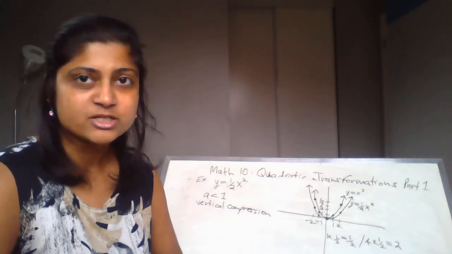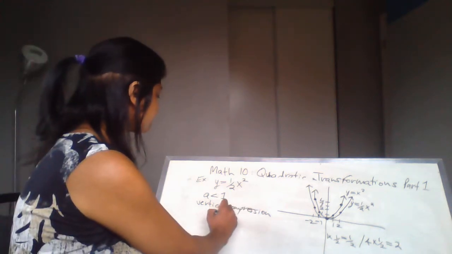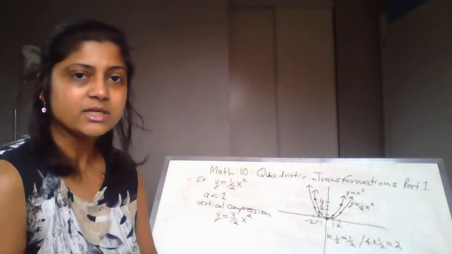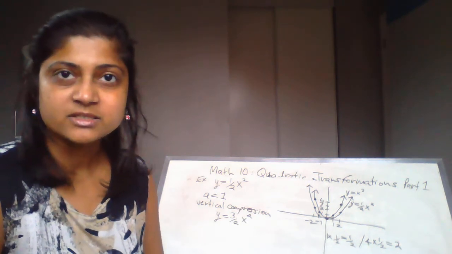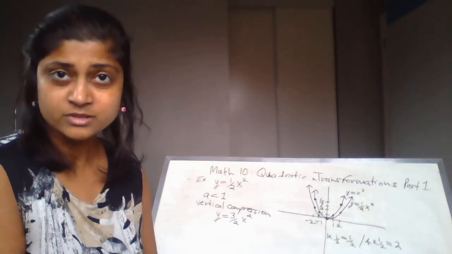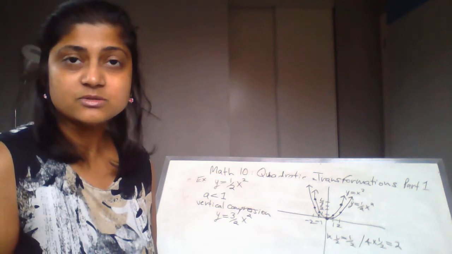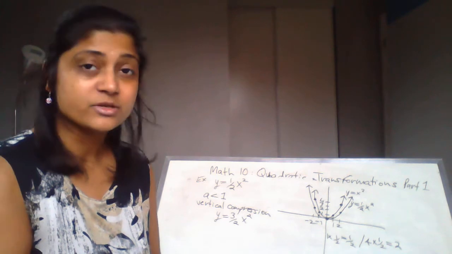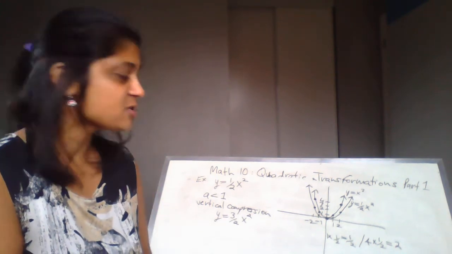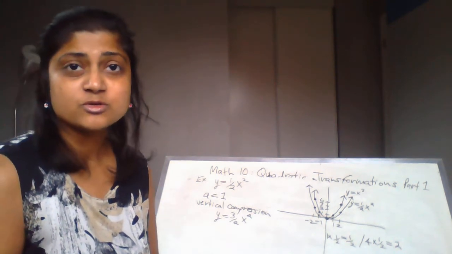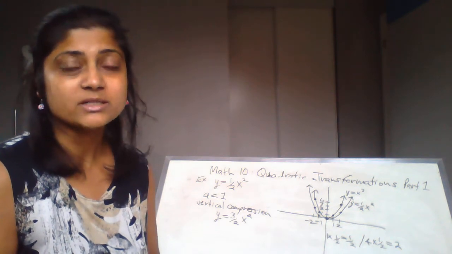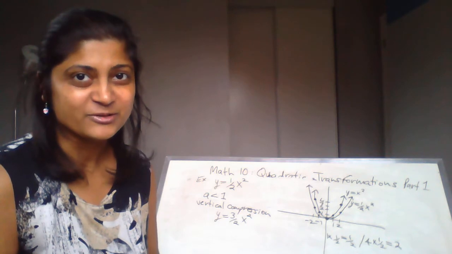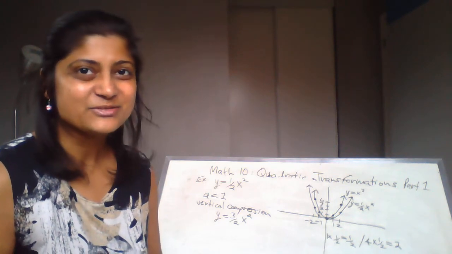Okay, so what if the fraction was y equals like 3/2 x squared? Now, just because it's a fraction, this doesn't mean this is a vertical compression. If I do 3 divided by 2, this is 1.5, and the value is greater than 1, so the teacher can try to trick you there. Okay, so don't get fooled. 3/2 is 1.5, it's greater than 1, so this is actually a vertical stretch. It's not going to be a compression here. Okay, are there any questions so far?